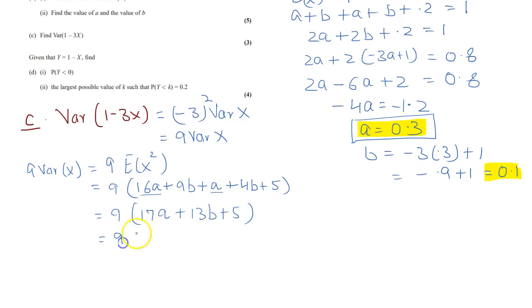This is equal to 9 times. 17 multiplied by 0.3 is 5.1, plus 13B, B is 0.1, that is 1.3, and plus 5. So this is equal to 5.1 plus 1.3 plus 5, that is equal to 11.4. Multiply by 9. That is 102.6.